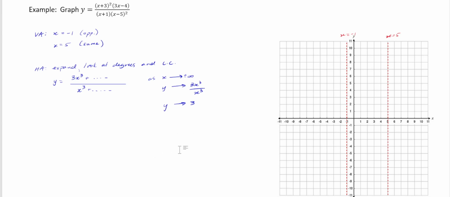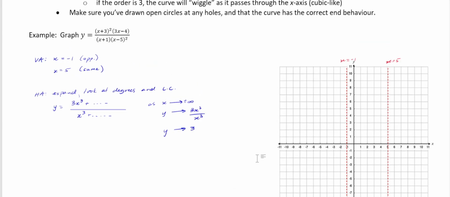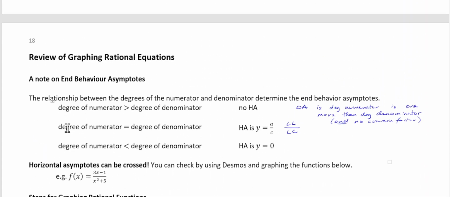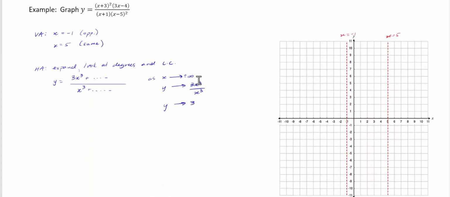And that relates back to what we said. The degree of the numerator is 3. The degree of the denominator is 3. So the degree of the numerator was equal to the degree of the denominator, and so effectively we're just looking at leading coefficient over leading coefficient. Well, the leading coefficient is 3, the leading coefficient here is 1, so my horizontal asymptote is y is equal to 3. So I'll go ahead and I'll plot that. Okay, so it's plotted and labeled.